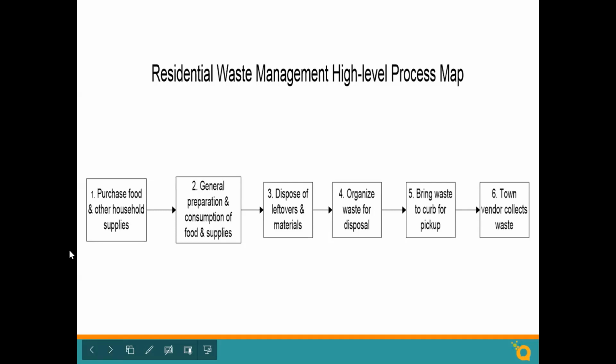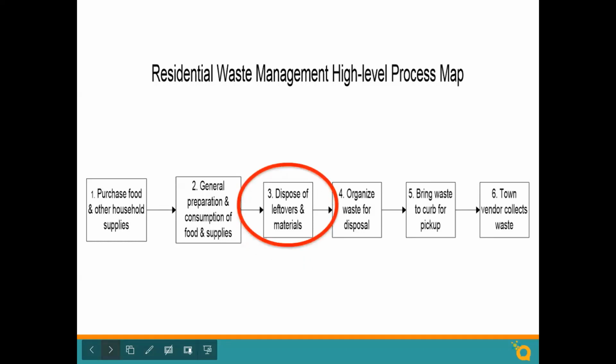So we purchase food and other household supplies, we prepare them, we consume the food and supplies, we dispose of the leftovers and materials, we organize that waste for disposal, we put the waste out at the curbside for pickup, and the town vendor comes and collects the waste. That's our very high level.